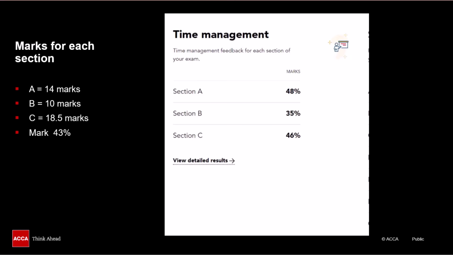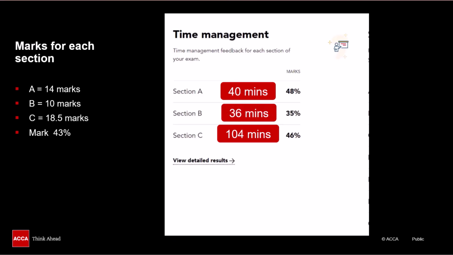That equates to 14 marks for section A, 10 marks for B, and 18.5 marks for C. They received 43%, and so they failed. And I'm now looking at time management to see why. So this student started with section C, and they spent 104 minutes on it. They then progressed to section A and spent 40 minutes. And then finally, section B, 36 minutes.